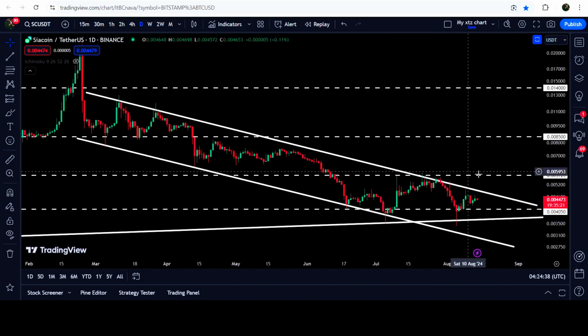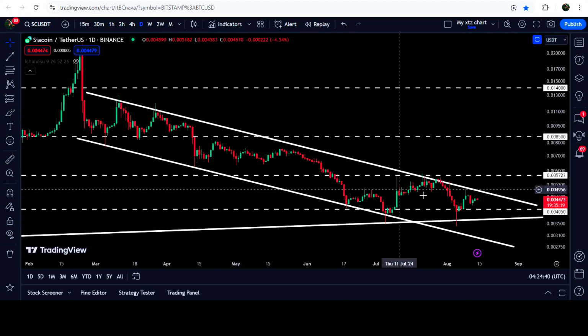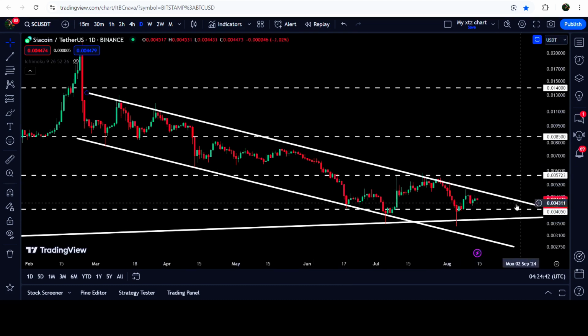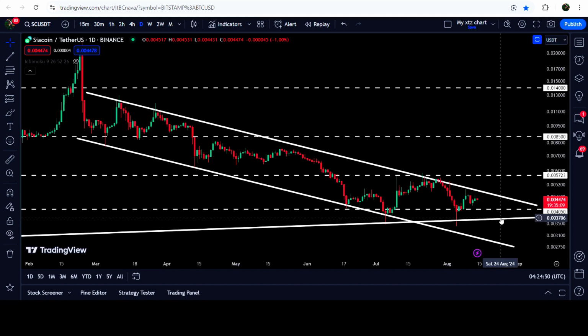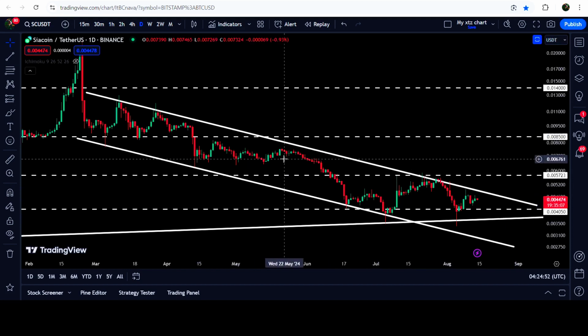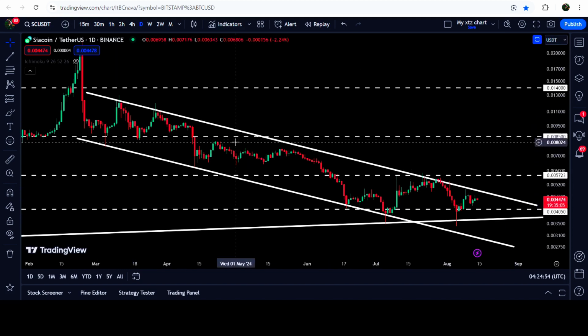Now the price line has moved very close to the resistance of this long down channel. In case of another rejection by the resistance, it can once again test the support, this uptrend line support, somewhere here, approximately at $0.0037.